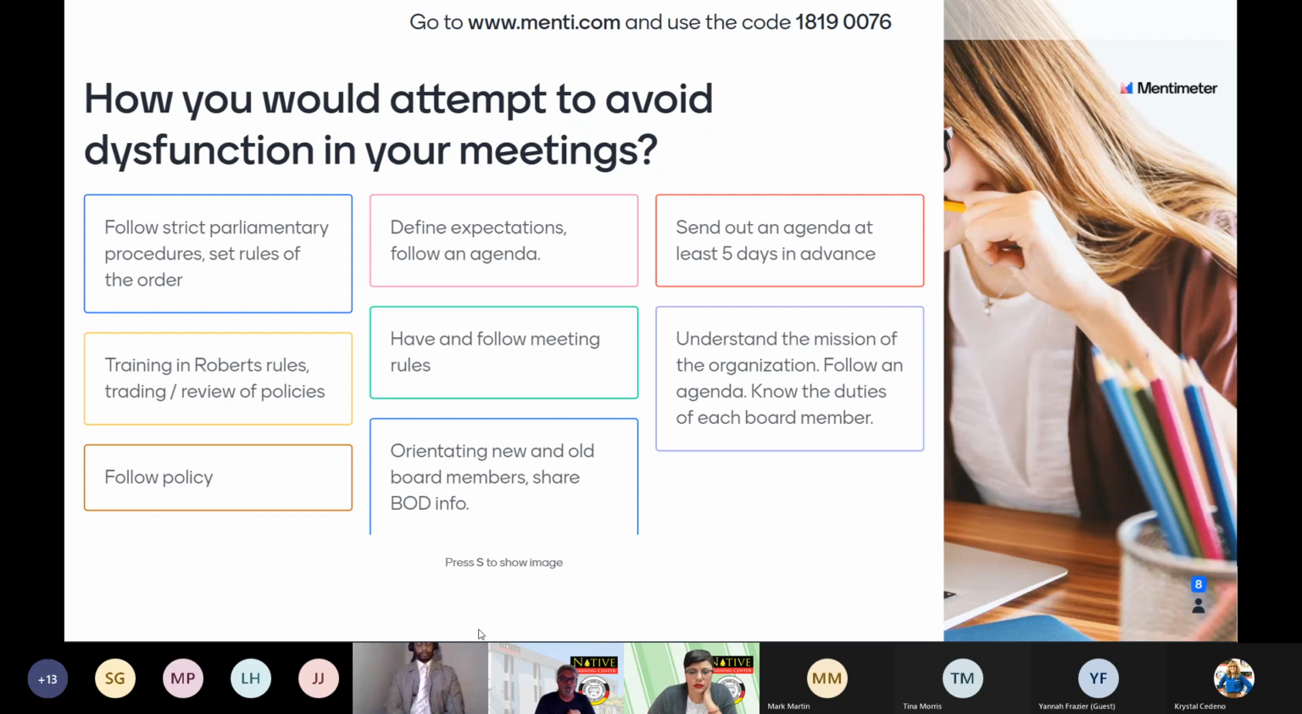Orienting new and old board members, sharing board info. There's three things in that one statement that are absolutely correct. And I've been kind of preaching on that for the past 3 days. Number one, orienting new board members. Absolutely. Orienting them so they know.